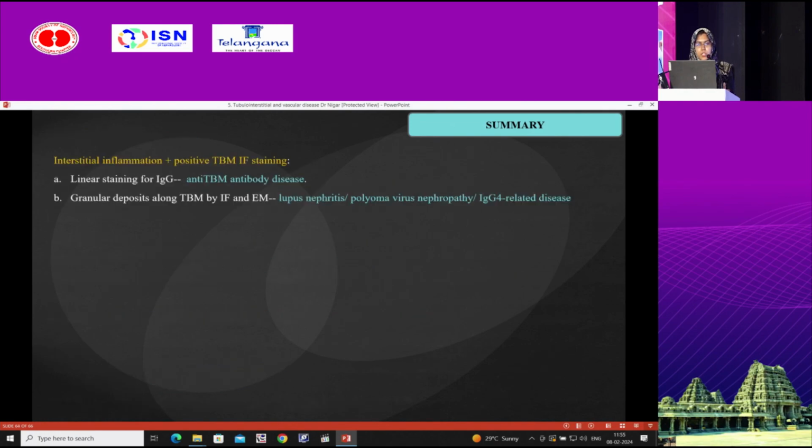Interstitial inflammation with positive IF findings. When there is linear staining of IgG, anti-GBM disease is a possibility. When there are granular deposits, it could be due to lupus nephritis, polyomavirus nephropathy, or IgG4-related disease.